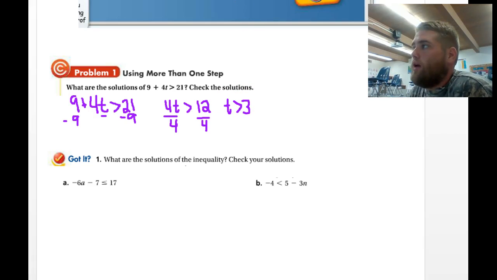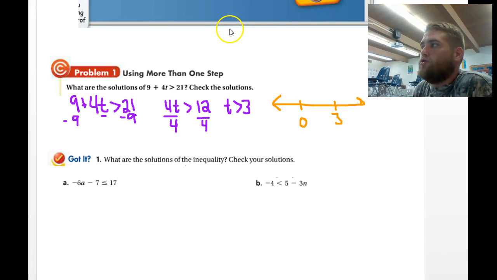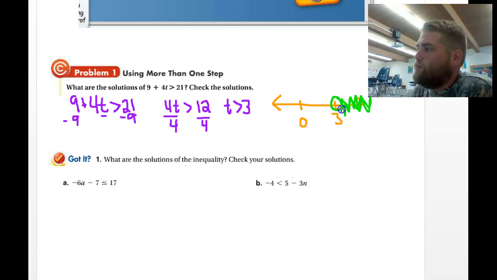Now, when it comes to graphing this, it's exactly like before. So we draw our graph. I put 0, I put 3. My circle is going to be open, just like we've talked about all week, because there's no equal sign. It's just greater than, there's no greater than or equal. Then I shade everything that's larger than 3, so 4, 5, 6, 7, 8, 9, 10, which is this direction. That's all we have to do. It's just like solving all the other inequalities.